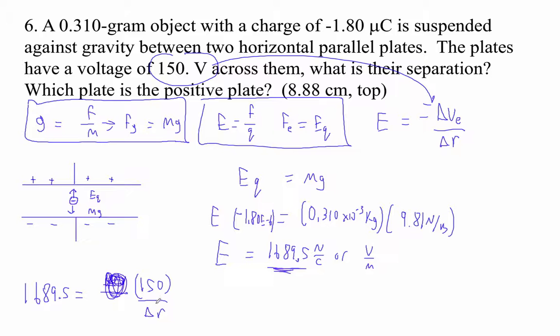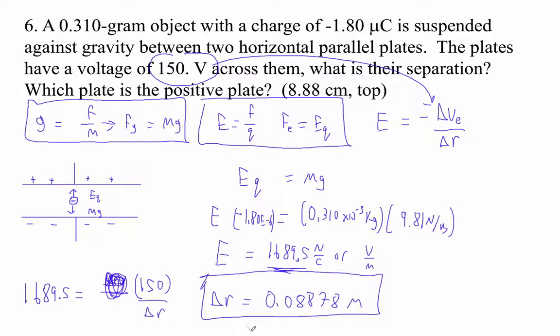Okay, so let's see. How does this work? I think I do this divided by this. 150 divided by the answer I just got. And I get that R is 0.08878 meters, which is 8.88 centimeters. All right. Hope that helps.